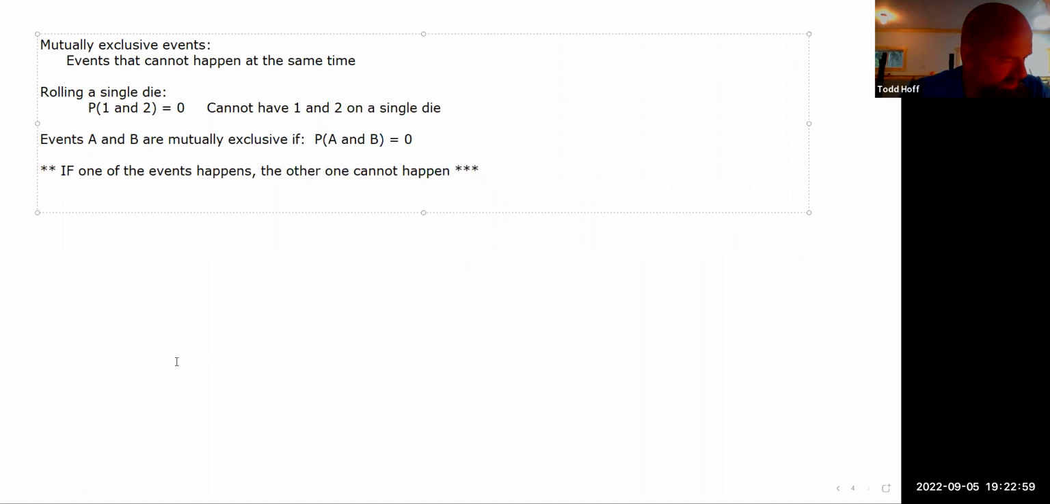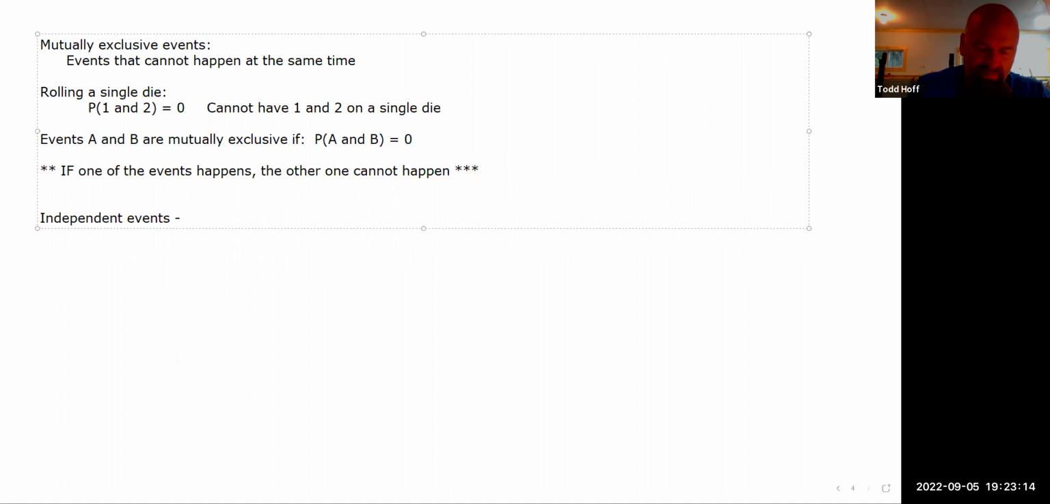So that's mutually exclusive. There's another thing called independent events. And these events are definitely not mutually exclusive. Mutually exclusive events are not independent.